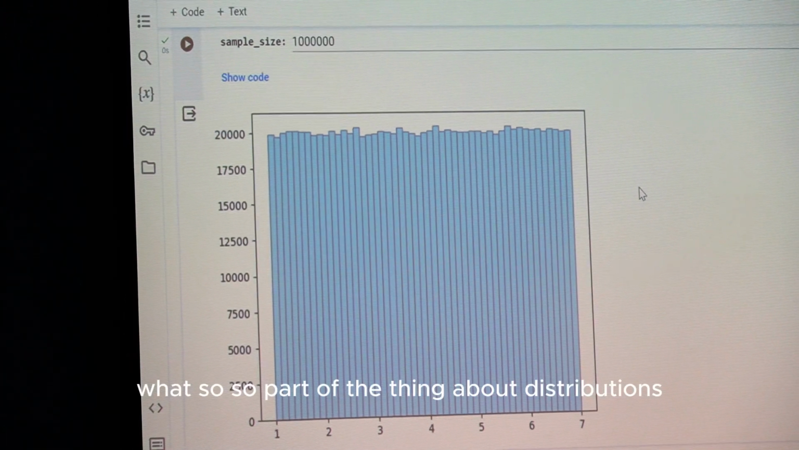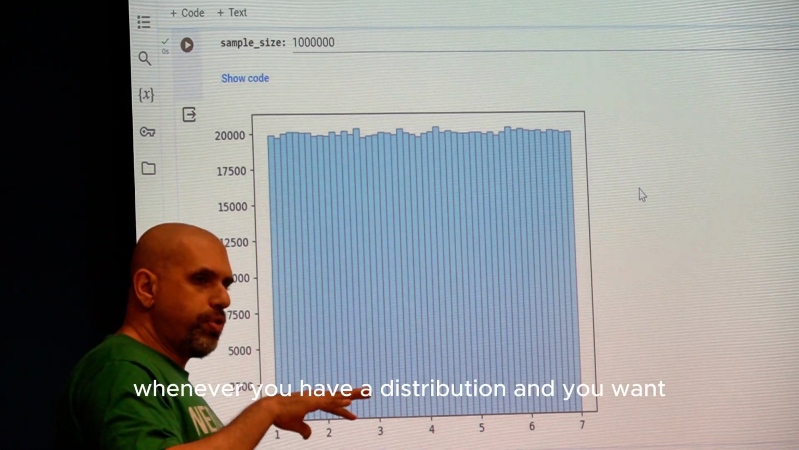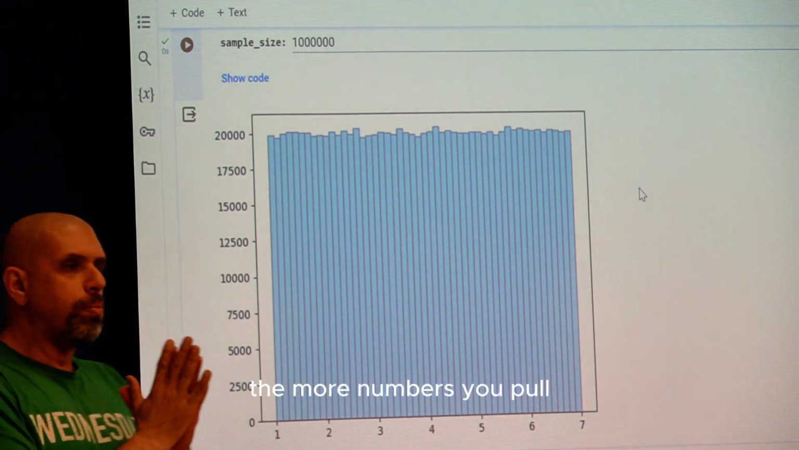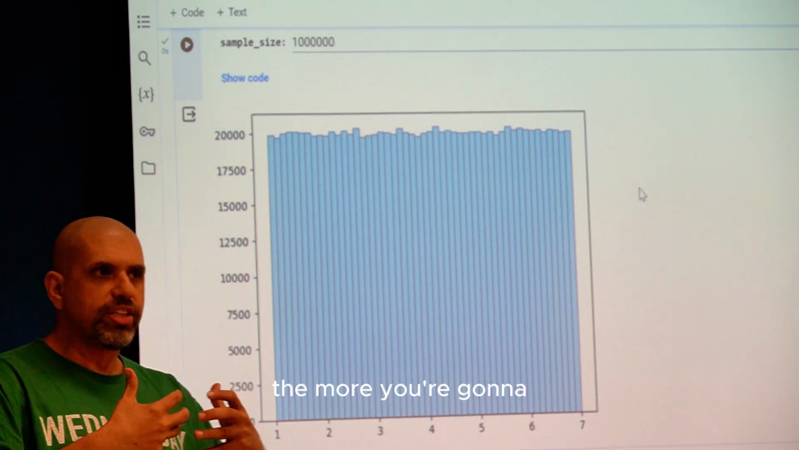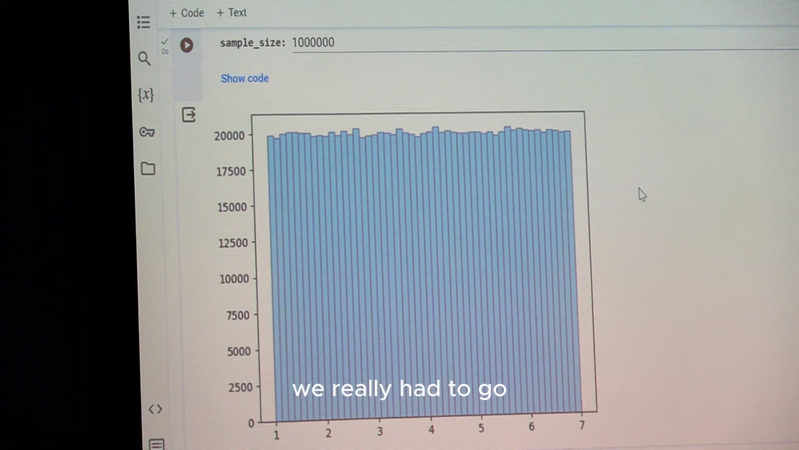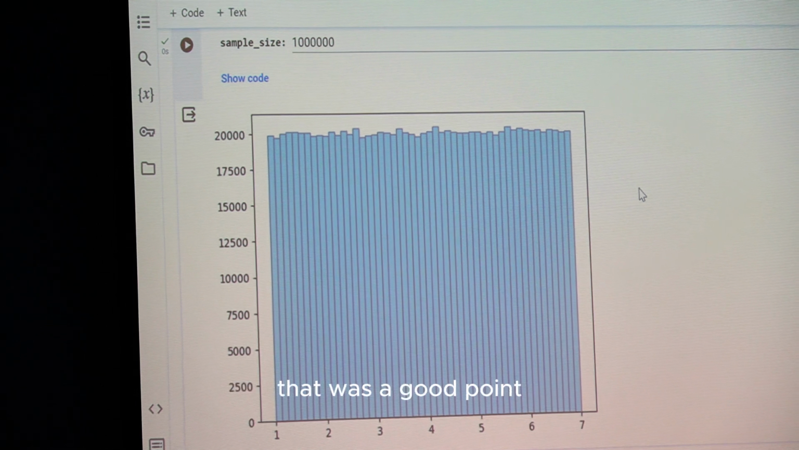Right? So, important thing about the distributions. Whenever you have a distribution and you pull in some numbers from it, the more numbers you pull, the more you're going to start to see the shape of the distribution emerge, right? So in this case, we really had to go, and I was binning them across 50 bins, right? And that was a good point, Kai.